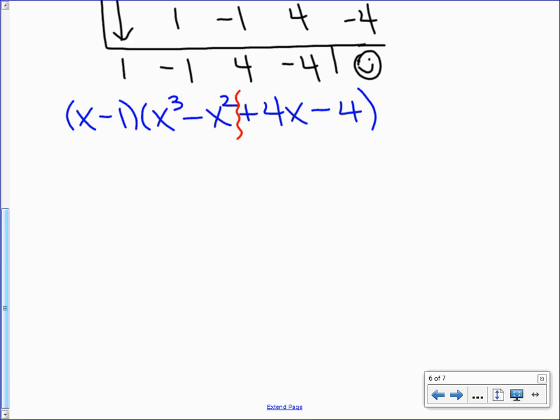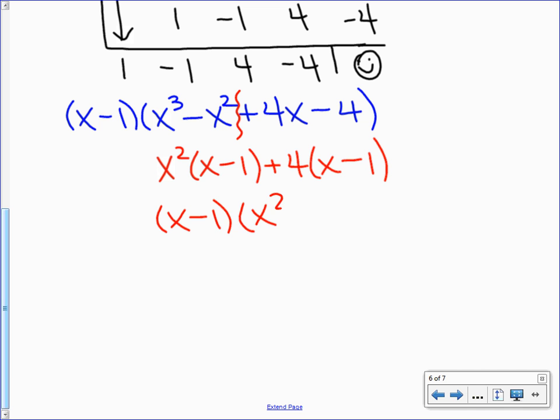GCF of the first two. Left over is x minus 1. GCF of the second two. Left over is x minus 1. Okay? So this factors to x minus 1 times x squared plus 4. And don't forget, we still have this x minus 1 from the 0 we found before. Now, if we want this as the product of linear factors, what are we going to have to do with this? This is not linear. What are we going to have to do with that? We're going to have to find those zeros.